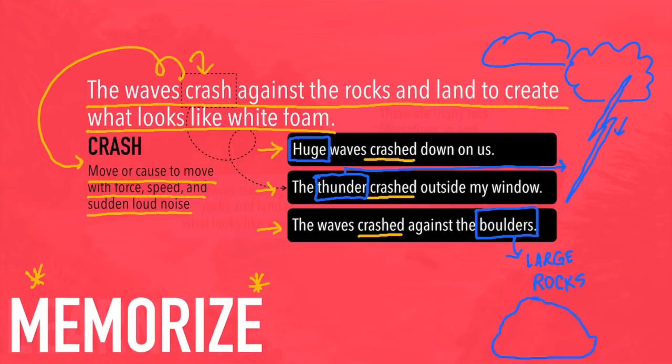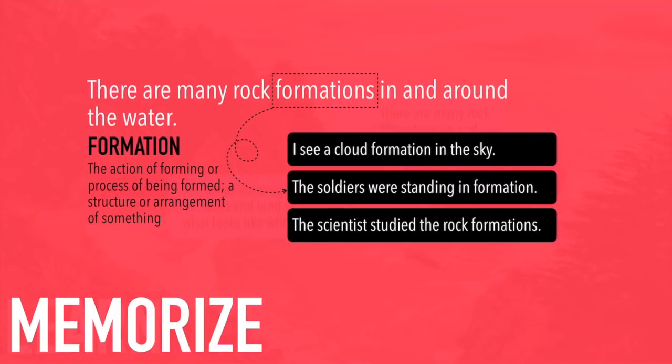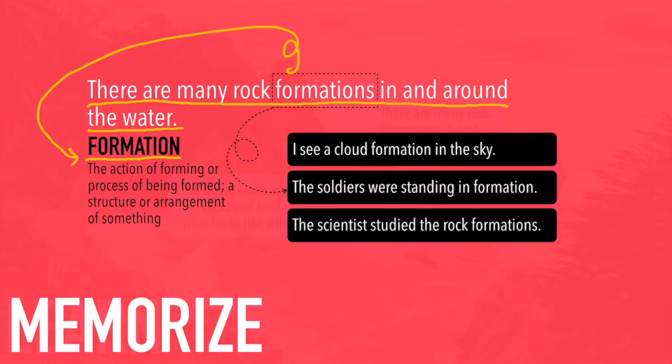So we've memorized the definition for the first word. Now, the second word was formation, okay? Here was the sentence. There are many rock formations in and around the water. Now, looking at the definition, we have the action of forming or process of being formed. And the second definition, a structure or arrangement of something, okay? So again, your goal is to memorize this definition.